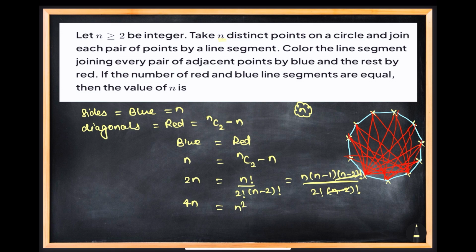So it is n squared minus n. You can send that 4n to that side. So n squared minus 5n. I can take n common. So n minus 5 equals 0. So either n is 0 or n is 5. But you know that they have told you to take n as greater than or equal to 2. So the required number of sides, meaning the required number of points, is 5. I hope the idea is clear.